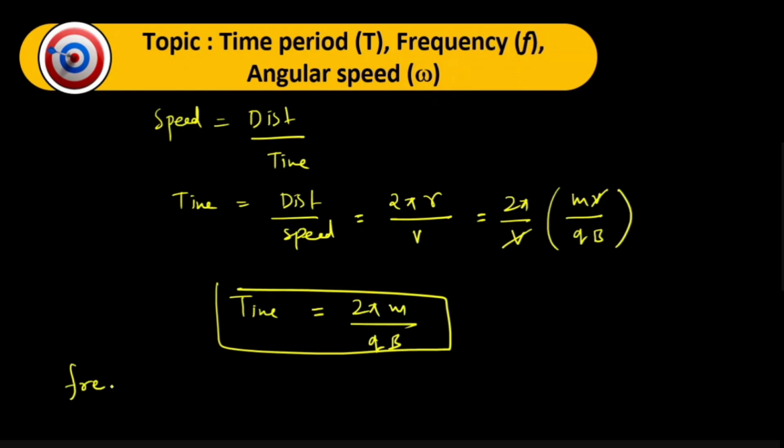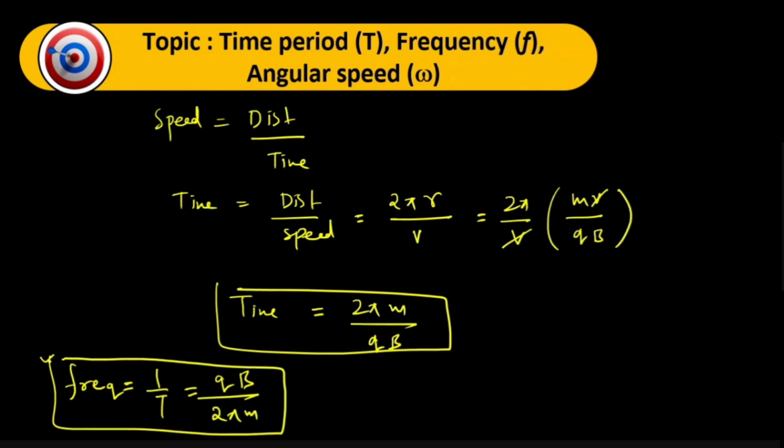Next, we have frequency, and frequency is nothing but 1 upon the time period, that is, qB by 2 pi m. So that is how you can refer to the frequency of that charged particle.